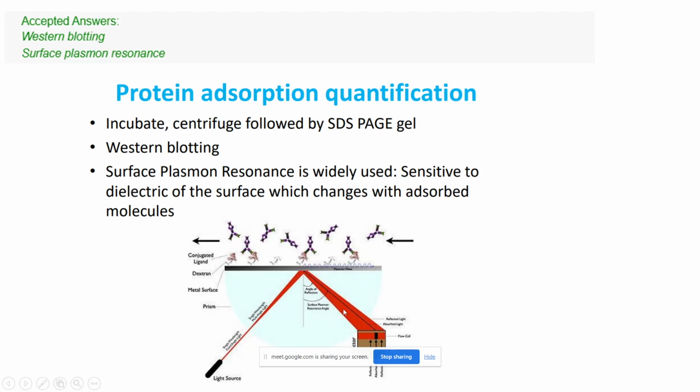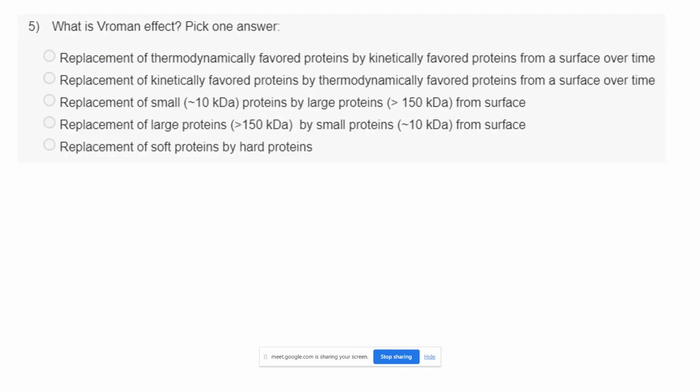The surface plasmon refraction angle changes depending on a slight change over the surface. So if there is binding or any other changes occurring on top of the metal surface, this will change the angle of surface plasmon resonance, and then this will lead to a detection of protein quantification. We can quantify this way.